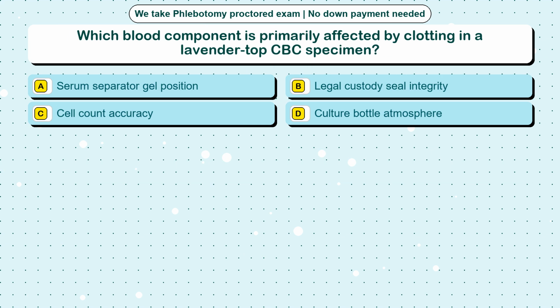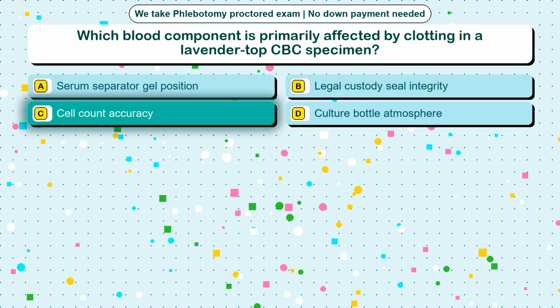Question 86. Which blood component is primarily affected by clotting in a lavender top CBC specimen? Option A. Serum separator gel position. Option B. Legal custody seal integrity. Option C. Cell count accuracy. Option D. Culture bottle atmosphere.